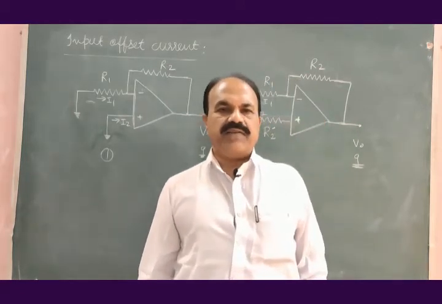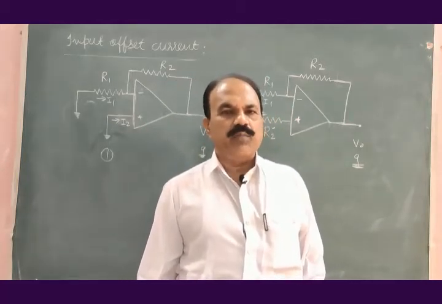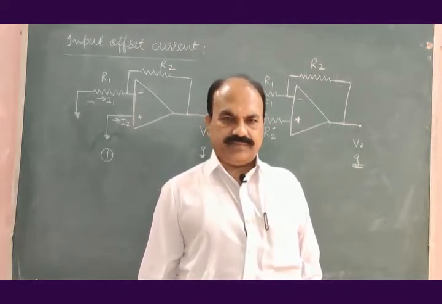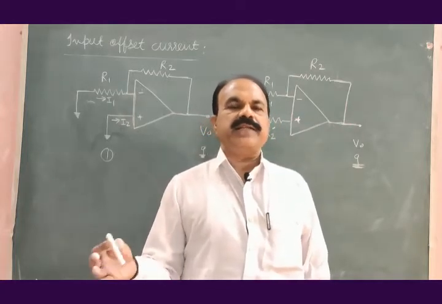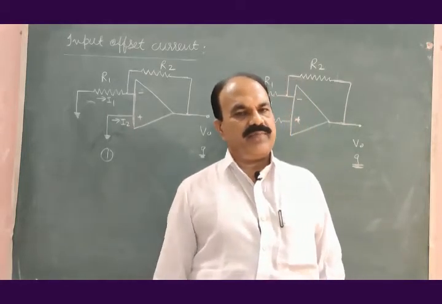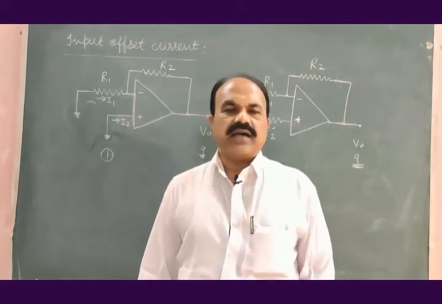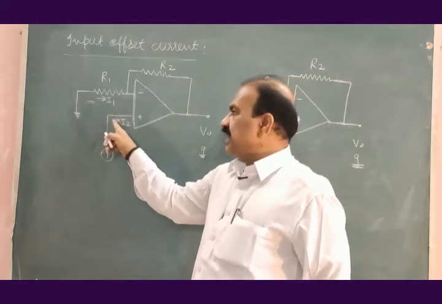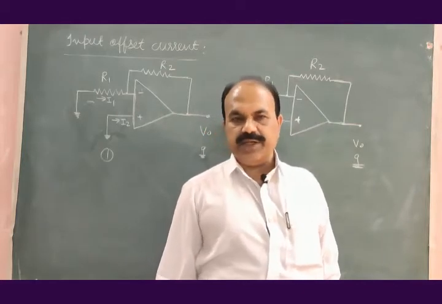DC biasing is always provided to all electronic circuits for their proper operation, for their proper functioning. Just similar to other electronic circuits, DC biasing is also provided to this ideal operational amplifier. Because of this DC biasing, current I1 is flowing through the inverting input, and current I2 is flowing through the non-inverting input terminal.